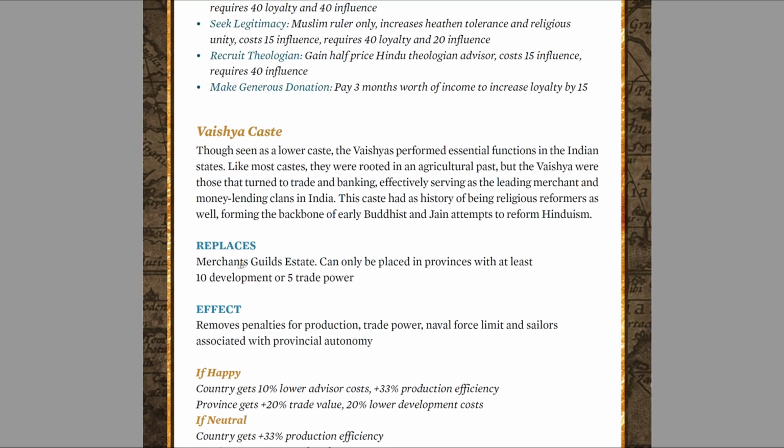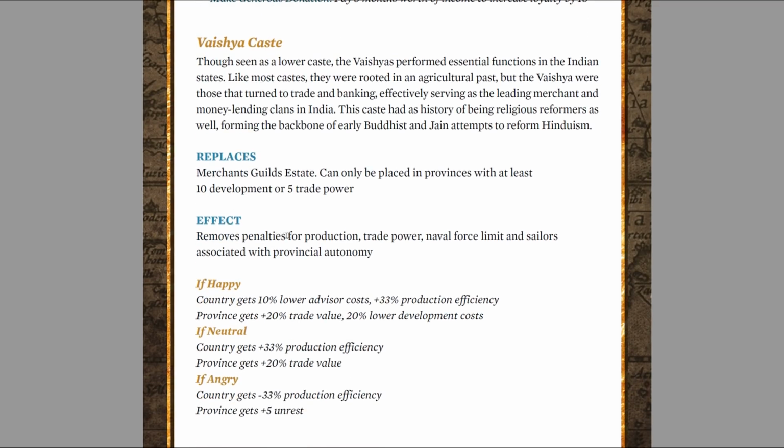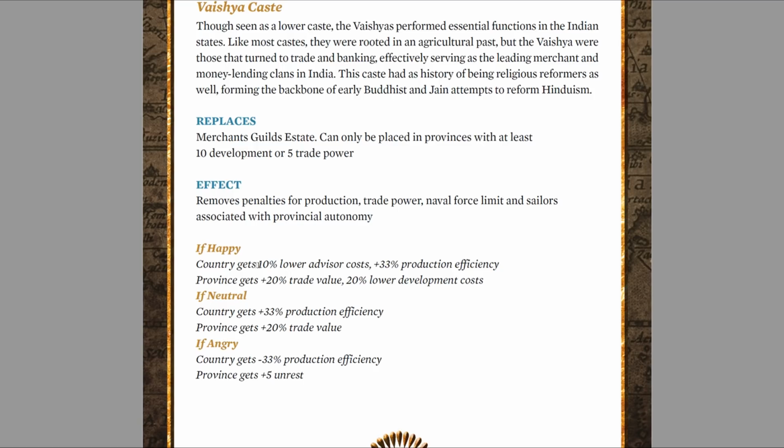And then the Vaishya caste, they replace the merchant guild. Remove penalties for production, trade power, naval force limit, sailors. Country gets 10% lower advisor cost, 33% production efficiency. Province gets 20% trade value, 20% lower development cost. Okay, so just give all your center of trades to these guys. That is pretty great. That is pretty phenomenal.